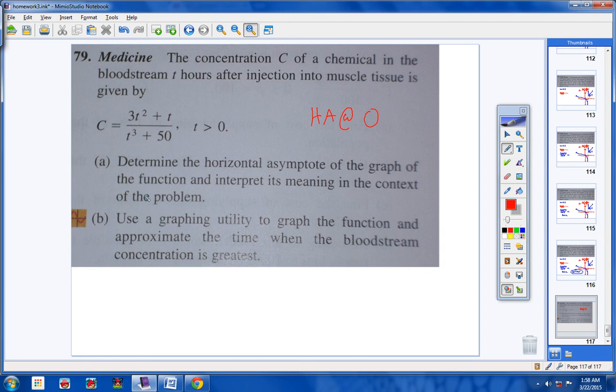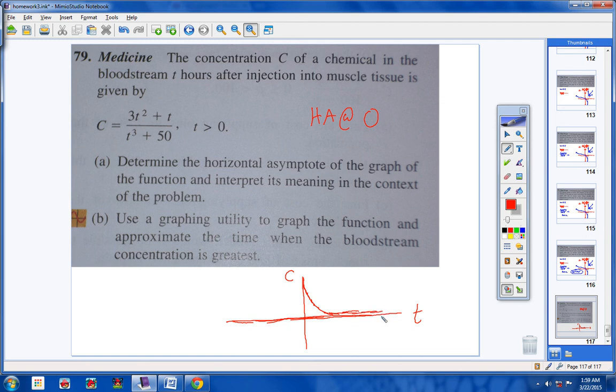Now interpret it in context of the problem. Well, sure, it's so obvious, guys. I mean, no offense, but it's so obvious. Look, you have a horizontal asymptote of 0 because this is your C-axis here. This is your T-axis here, okay? Look, when you get the shot or the injection into muscle tissue, that's when the chemical's at its highest. It's going to go down. It's going to get closer and closer to 0. Alright, never quite reaching 0.